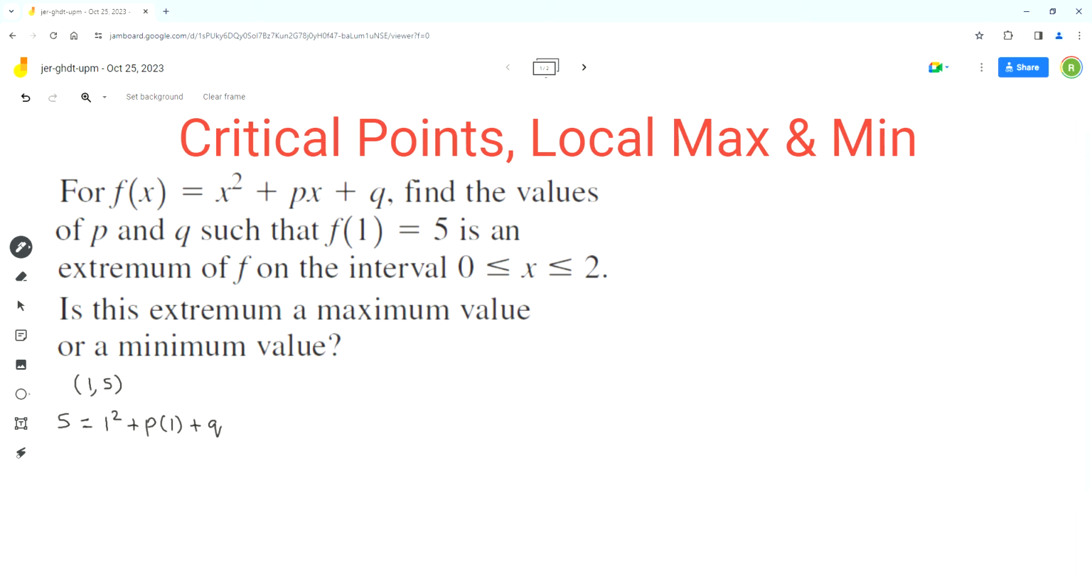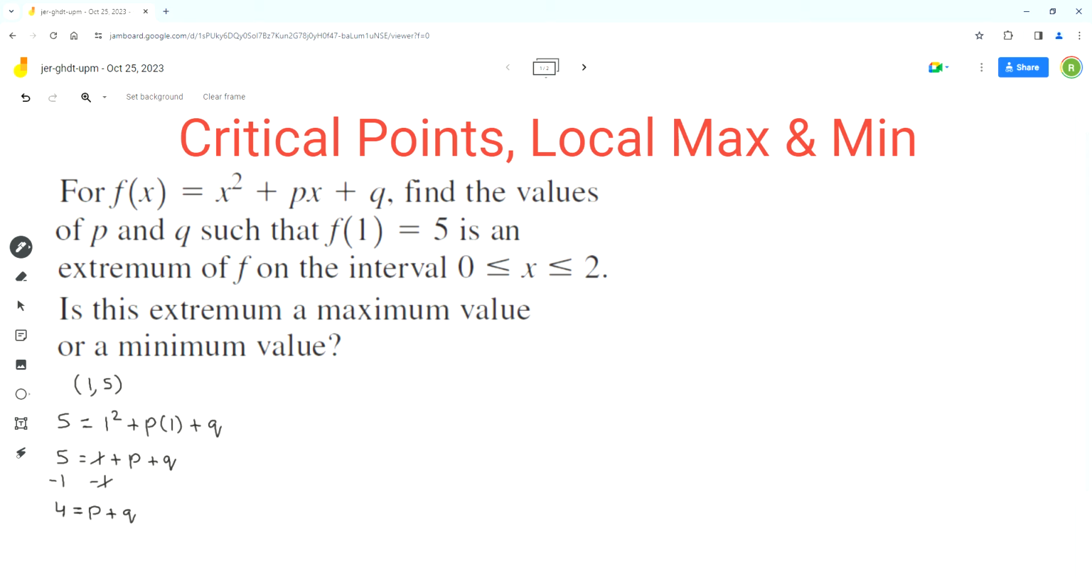So now we can simplify this equation. So 5 equals 1 + p + q. And now we can combine the like terms 5 and 1. So we can subtract 1 from both sides. So the ones on the right side will get cancelled out. So we get 4 equals p + q. So that's the first equation we get for p and q.